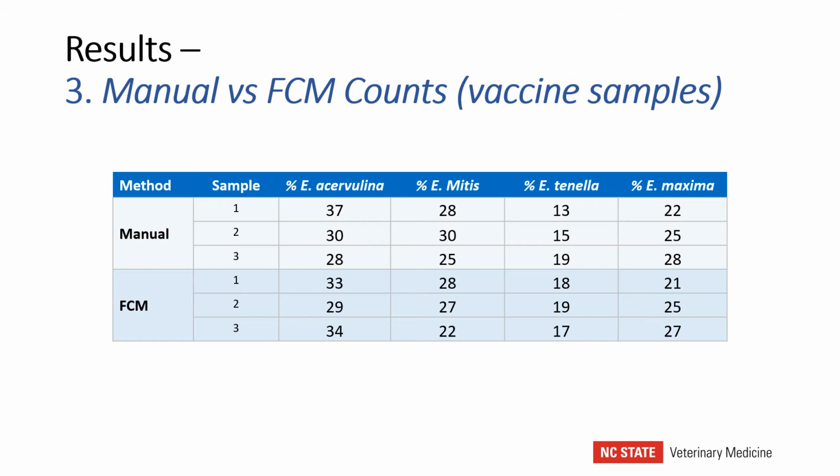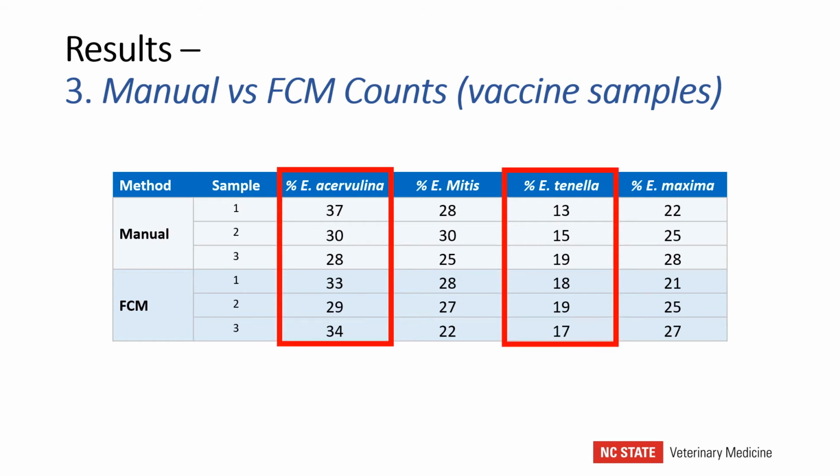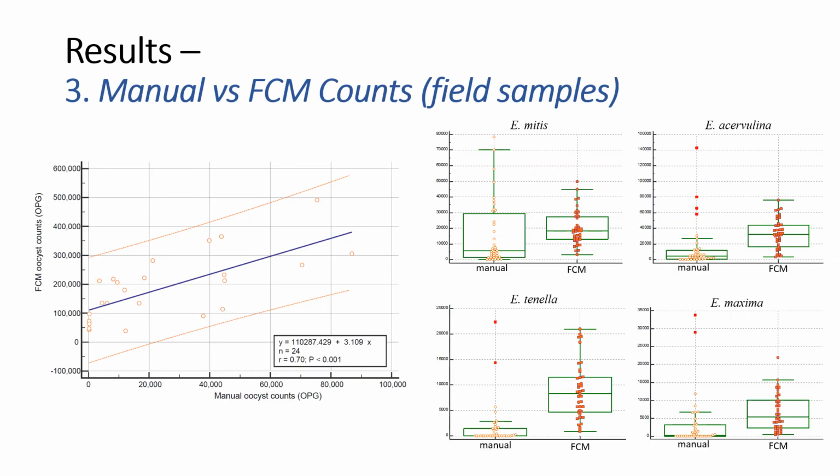To simplify visualization, this table only shows the results from 3 samples taken on 3 different days. Discrepancies were noted between the manual and flow cytometry proportions of Eimeria cerbulina and Eimeria tenella. This is probably the result of similar oocyst size and the subjectivity of the manual counts. Since the proportions were similar, we moved to evaluate the effectiveness of the method with field samples.